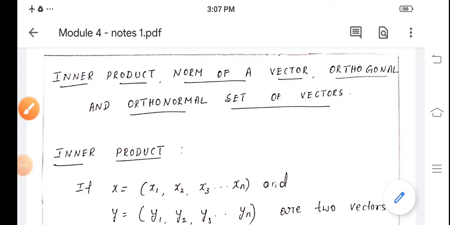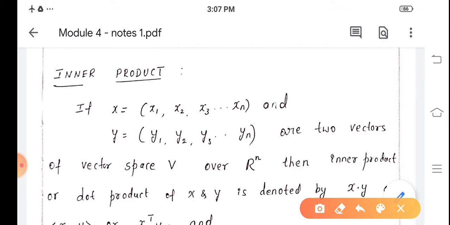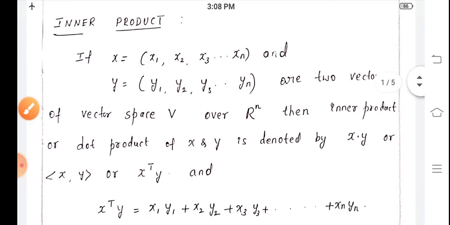Hello students, in this session we shall learn about the inner product of vectors, the norm of a vector, and orthogonal and orthonormal sets of vectors. First let us understand the definition of inner product of vectors. If vector x is equal to x1, x2, x3, up to xn and vector y is equal to y1, y2, y3, up to yn, defined over Rn, where Rn is n-dimensional vector space.